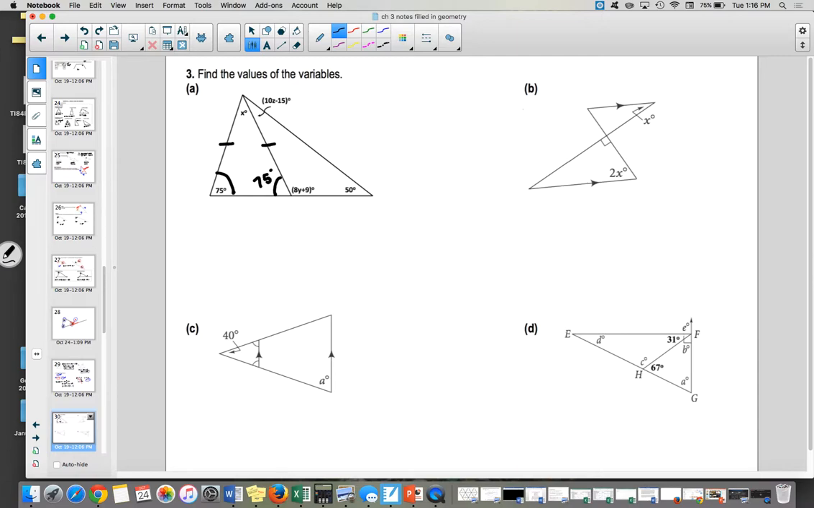What's an equation we could set up, Colin? 75 plus 75 plus x equals 180. Yep, that's the first one. So we get 150 plus x equals 180. So we get x equals 30. Perfect.